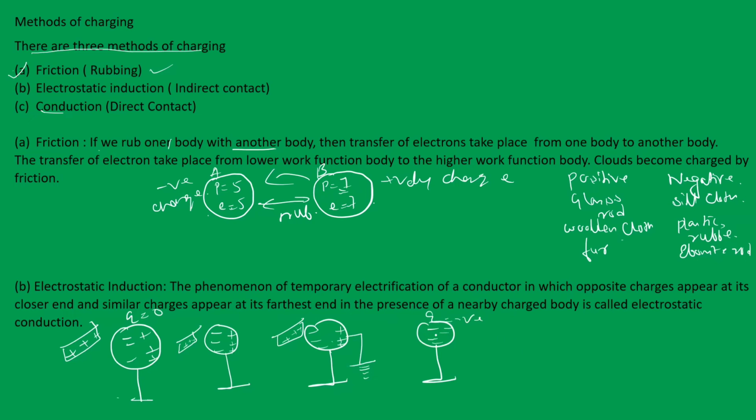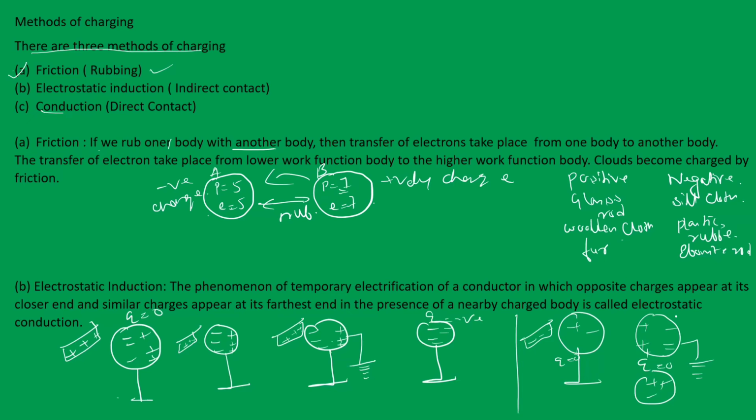Similarly, if I ask you for a positive charge, what will you do? For a positive charge, you will obviously bring a negatively charged body near. Here plus and minus are both there, meaning the net charge is 0. When you bring it near, all the positive charge will be on this side and the negative charges on this side. You will do earthing again, all the negative charge will be removed, and finally you will get a body with positive charge.